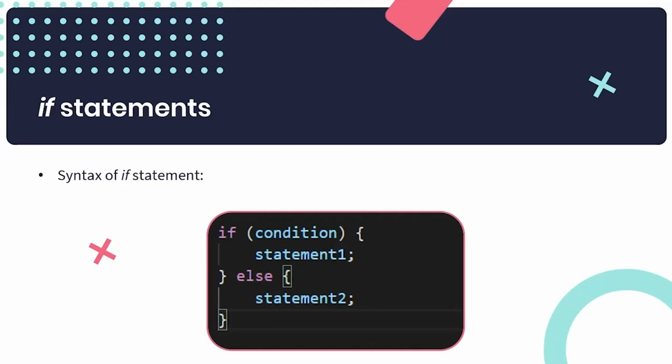The condition can be any expression. It doesn't have to evaluate to an actual Boolean value. JavaScript automatically converts the result of the expression into a Boolean by calling the Boolean casting function on it. If the condition evaluates to true, statement 1 is executed. If the condition evaluates to false, statement 2 is executed.